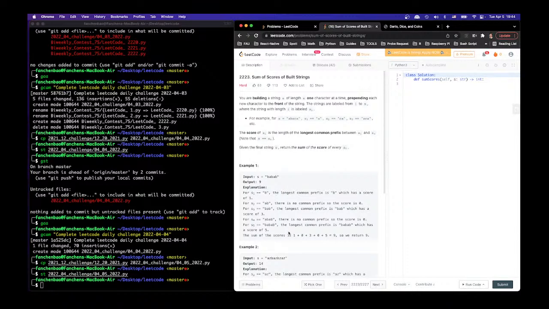So what can we do? Well, what we can do is go in the front, right? And if we have consecutives at the front, count how many consecutives we have.